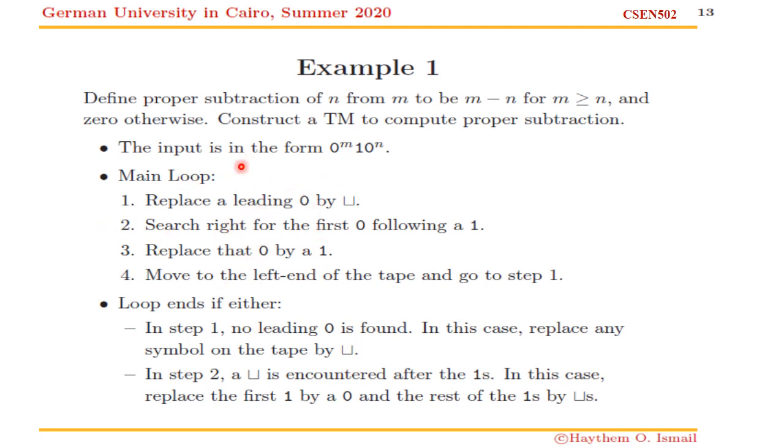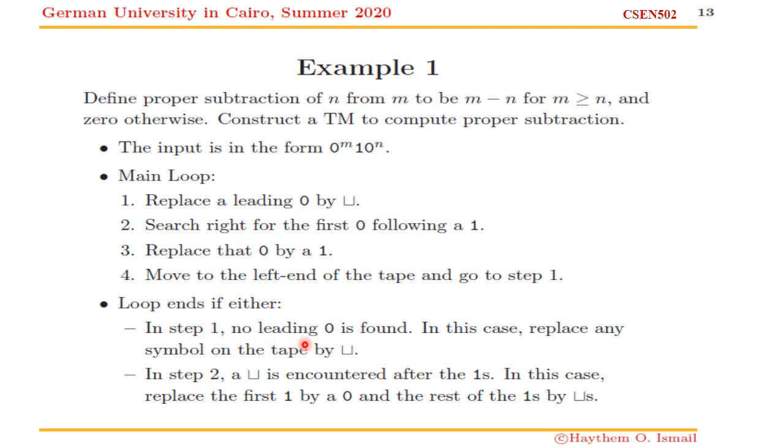Not forever, of course. Now this loop ends if in step 1 there is no leading 0, which means that you're done with M. In that case, replace any symbol on the tape by a blank. This will happen if M is less than or equal to N.